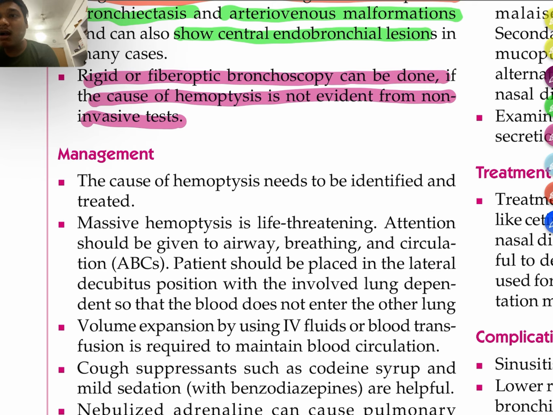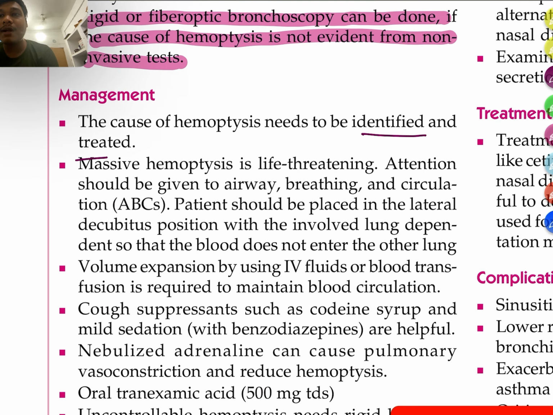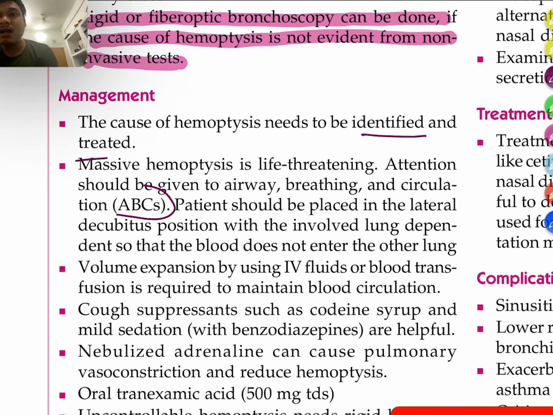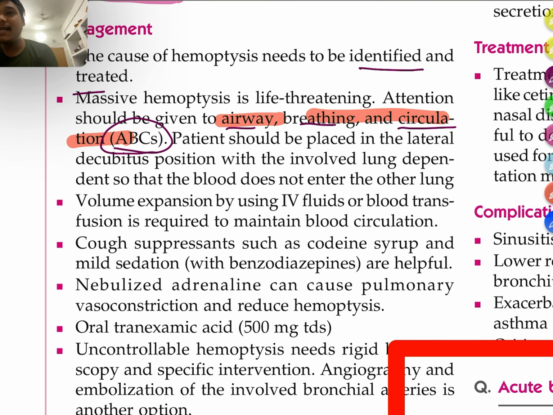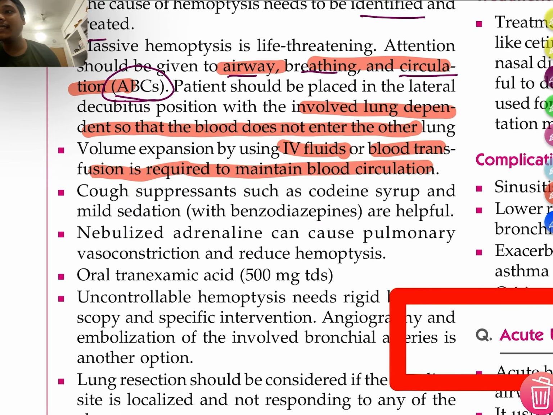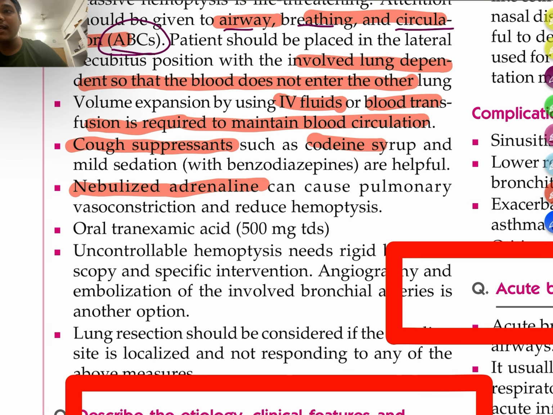How will you manage? The cause is first to be identified as well as treated. In massive hemoptysis, ABC, airway, breathing and circulation, are to be maintained first. After that, the patient should be placed in the lateral decubitus position with the involved lung dependent so that the blood does not enter the other lung. Volume expansion using IV fluid and blood transfusion is required to maintain circulation. Next, cough suppression is also given, codeine, so that there is less coughing and less blood out. Nebulized adrenaline can also be given for vasoconstriction, so that it will constrict the vessel and less blood will ooze out.